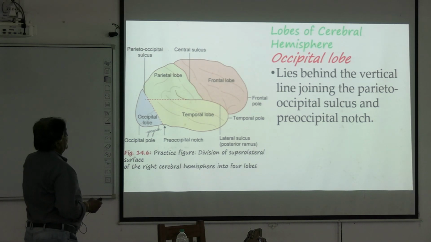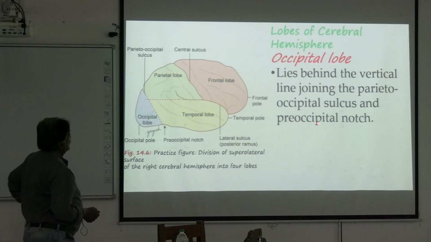Lobes of the cerebral hemisphere. The occipital lobe lies behind the vertical line joining the parieto-occipital sulcus and the pre-occipital notch.